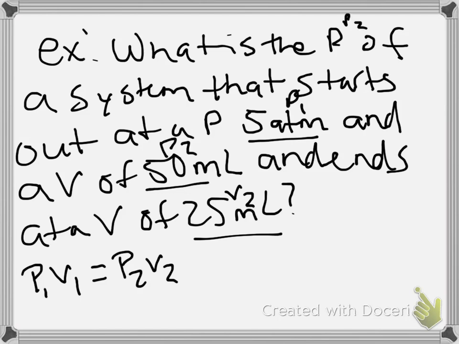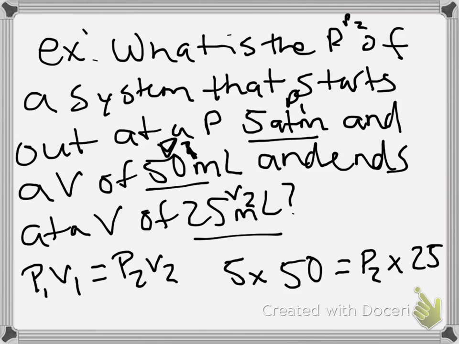Alright, so let's plug in our numbers. P1 is 5, V1 is 50. I should have said V2. What did I do? I should say V1, sorry. V1 is 50. P2 we don't know. And V2 is 25. So in order to get P2 by itself, we're going to be dividing by 25 on both sides.